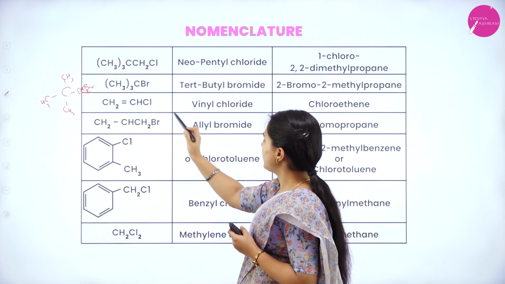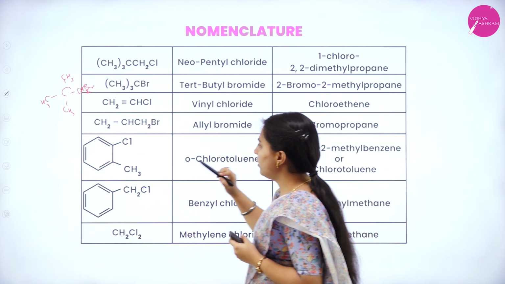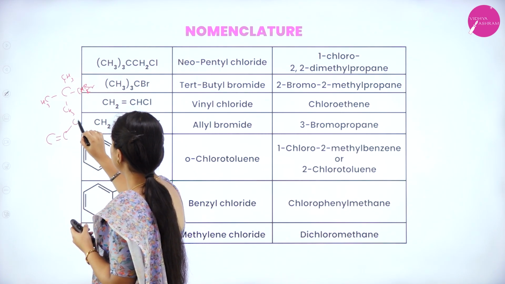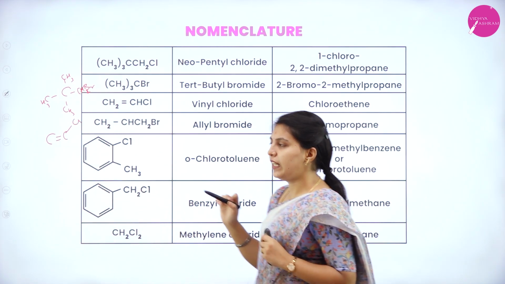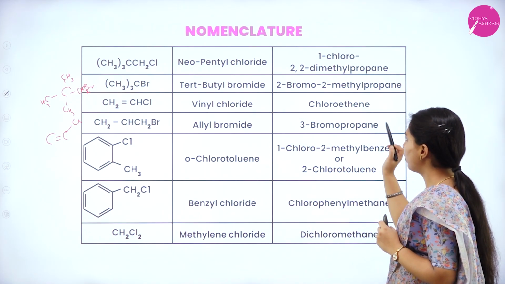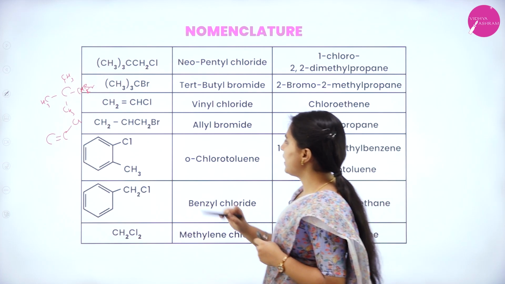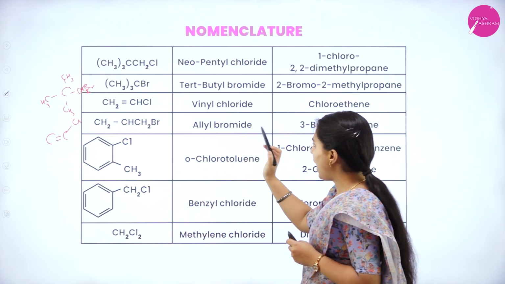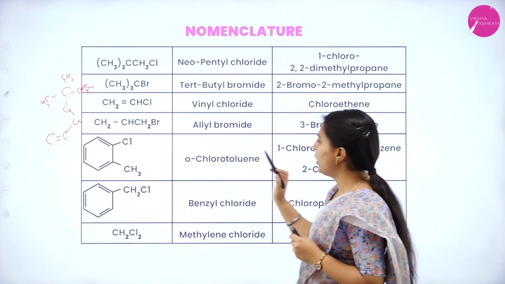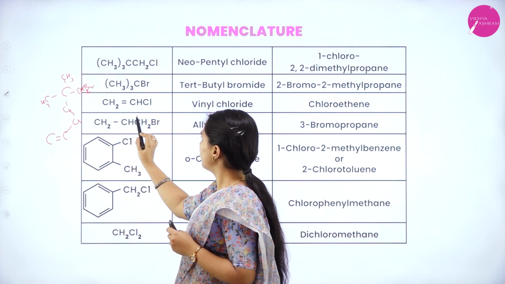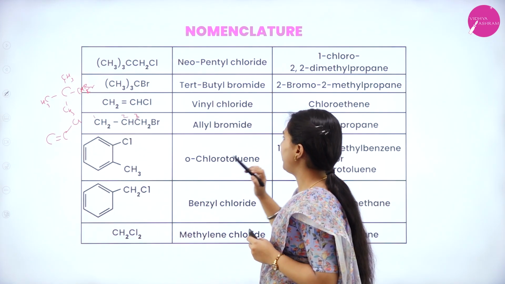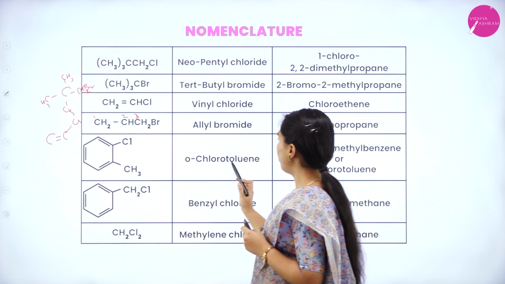Next, CH2=CHCl is vinyl chloride, because here only Cl will be added at the vinylic position. So CH2=CHCl is vinyl chloride or chloroethene. Next, CH2=CH-CH2Br is allyl bromide, and here 3-bromopropene. See here 1, 2, 3. 3-bromopropene.